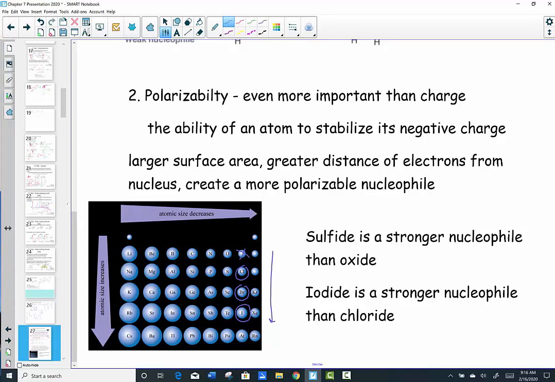Iodide has the ability to distribute the negative charge over a larger surface area than bromide, which can distribute it over a larger surface area than chloride. By the time I get so tiny with fluoride, it's too small, and it's not very good at stabilizing its extra negative charge. So increasing the size of the atom increases the nucleophilicity. Same over here in group 6A. Here's oxygen versus sulfur. Sulfur is a better nucleophile, carrying a negative charge over a larger surface area.